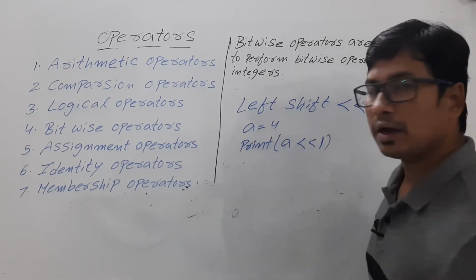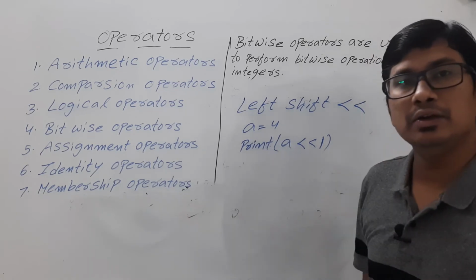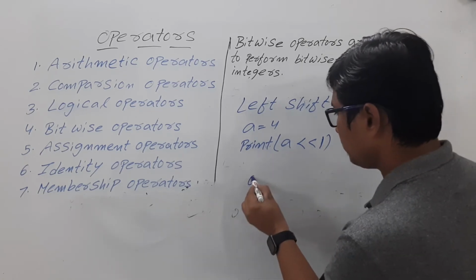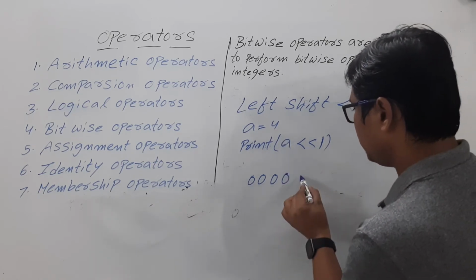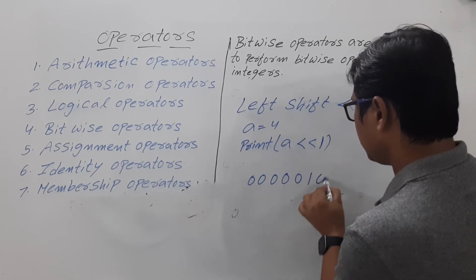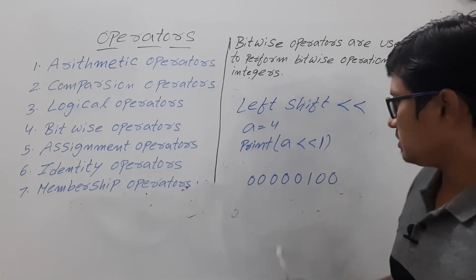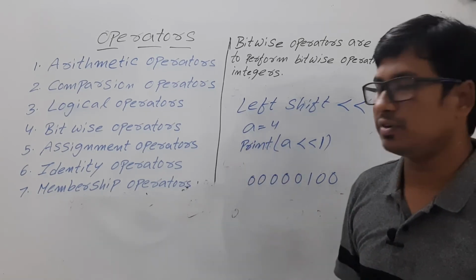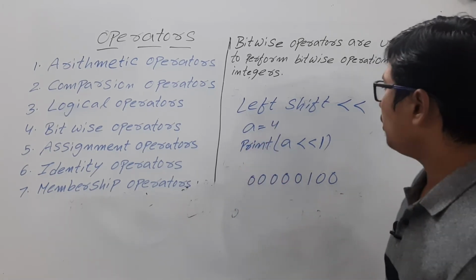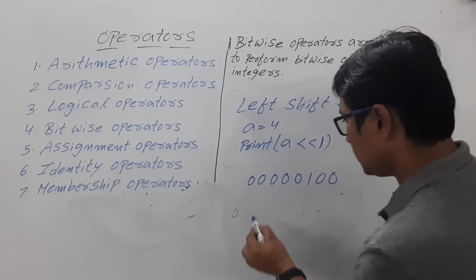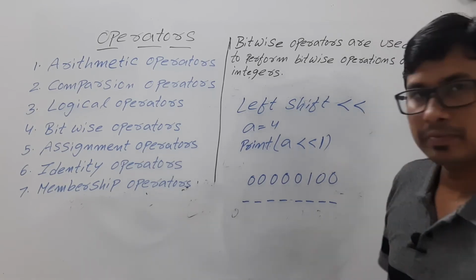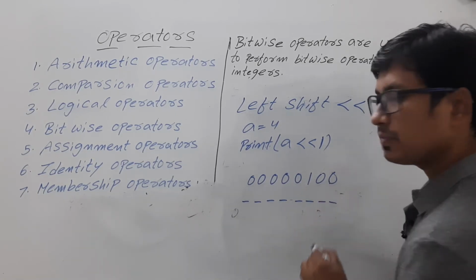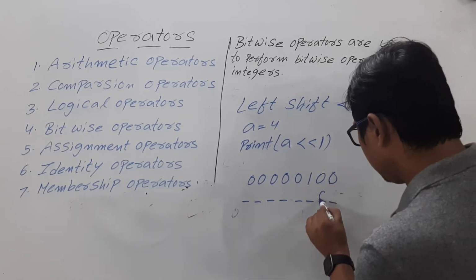So I need to convert this 4 into a binary number. How will it come? 0 0 0 0 0 1 0 0. So this is the 8-bit representation for the value 4. Now I want to perform left shift. Again, take the 8 bits. This 0, if I left shift, I will get here.